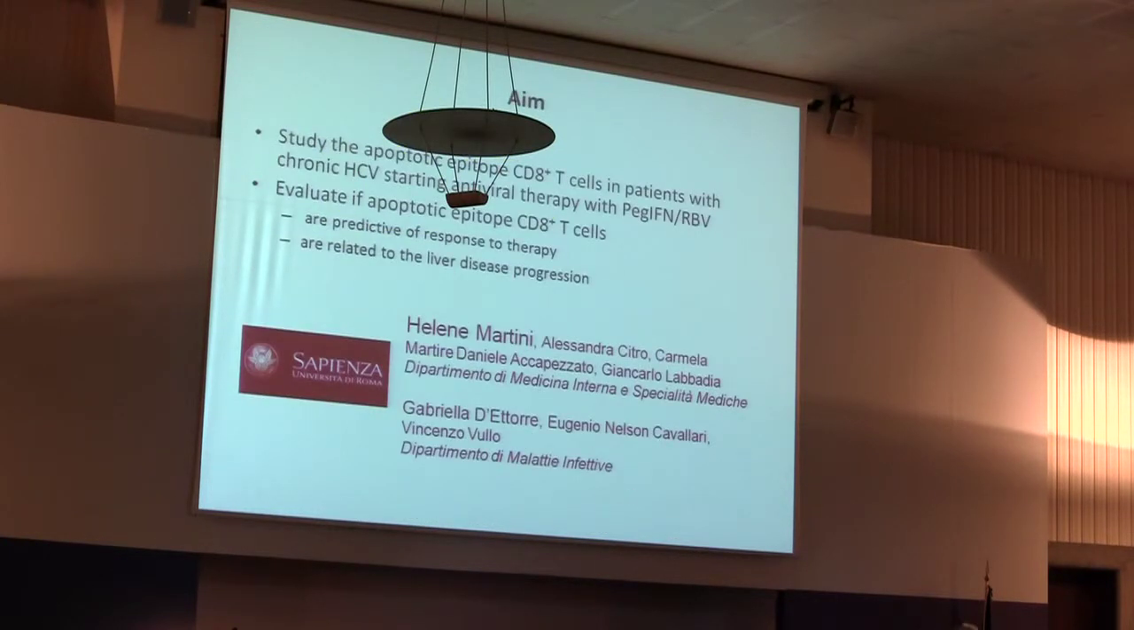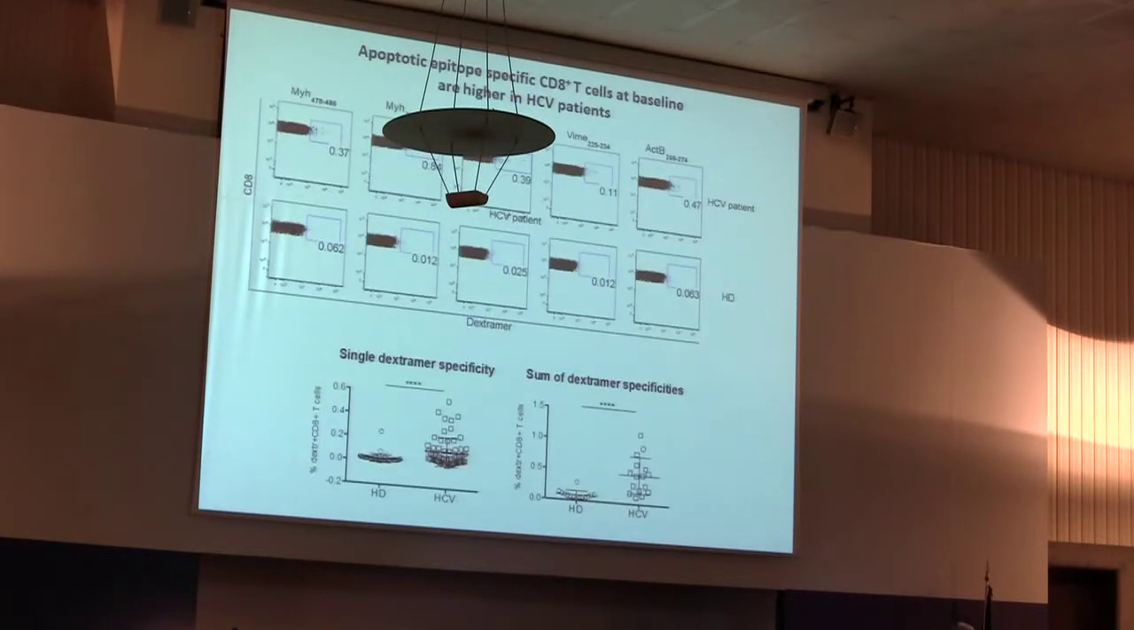The aim of Ellen Martini in my lab has been to evaluate if these apoptotic epitope CD8 positive cells are predictive of response to therapy with interferon alpha and ribavirin. These CD8 positive cells were enumerated in vivo directly by dextramers complexed to these apoptotic epitopes, myosin, vimentin, or actin, that were the most immunogenic among several epitopes.